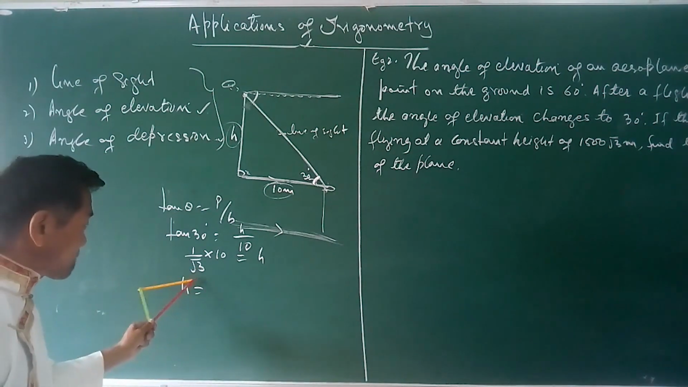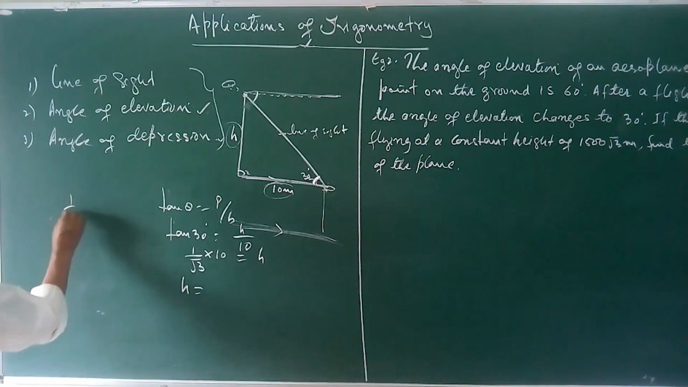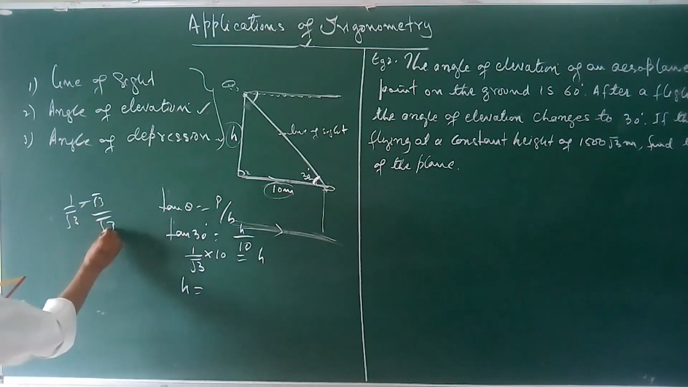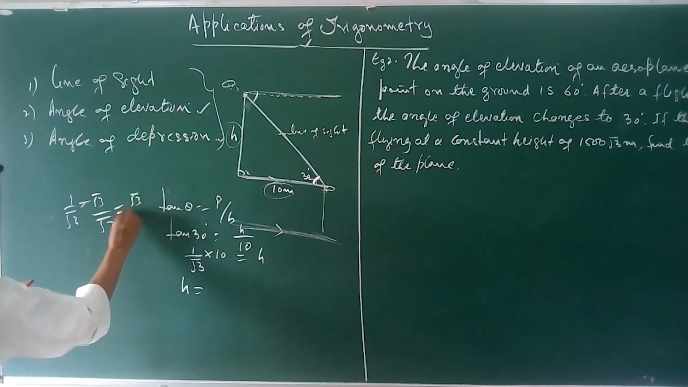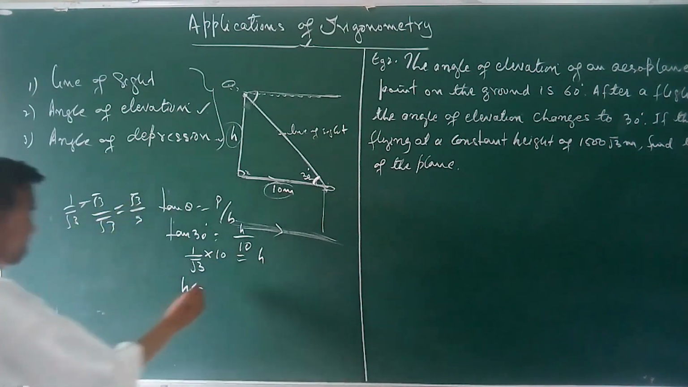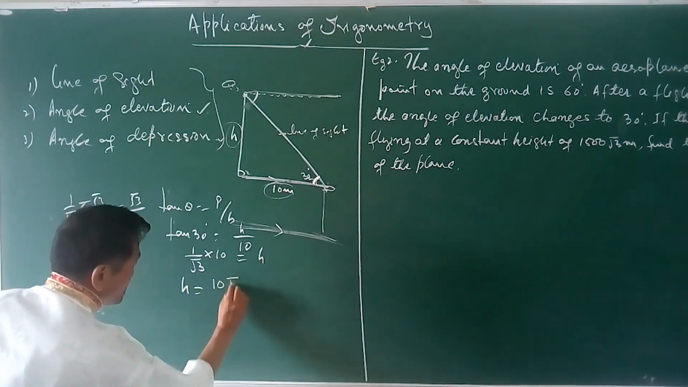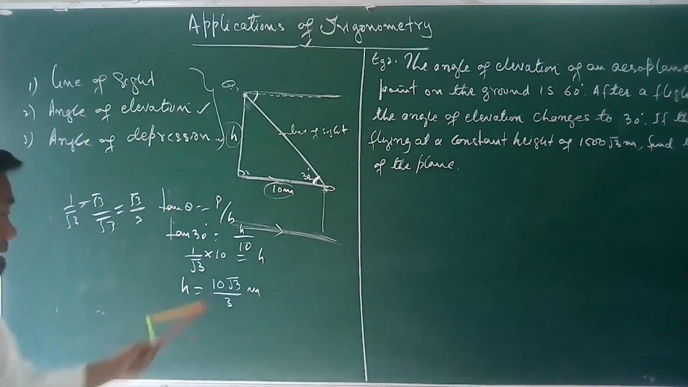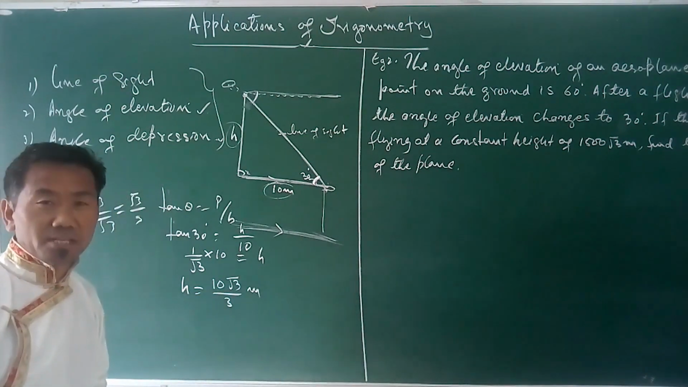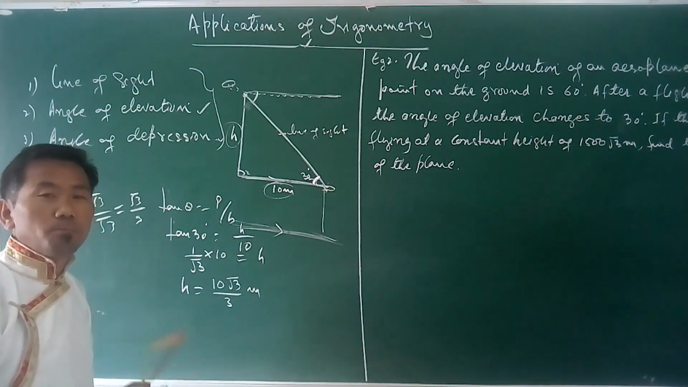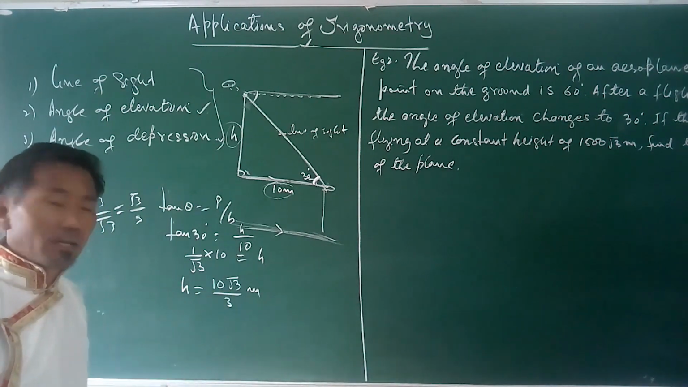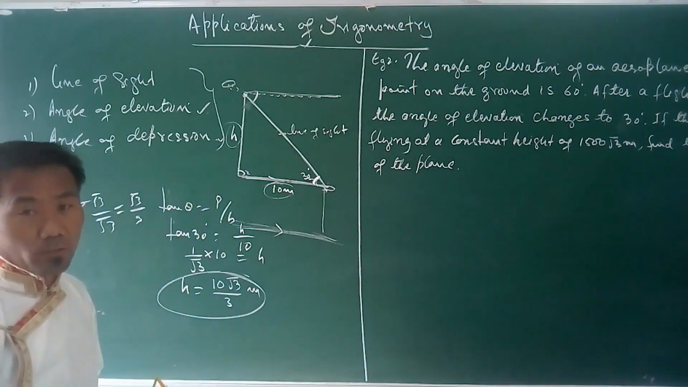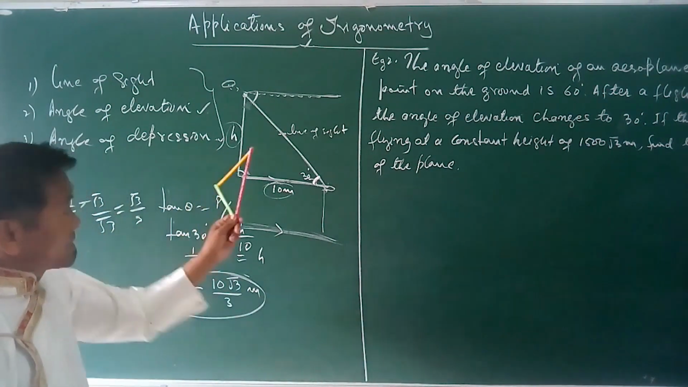We can cancel and cut it down to 1 by 3. Root of 3 into root of 3 divided by root of 3, so root 3 into 3 is equal to root 3 by 3. So this is 10 root of 3 divided by 3 meters. The value of root 3 is 1.732. So this is how you are going to find the height of the building or height of the tree.